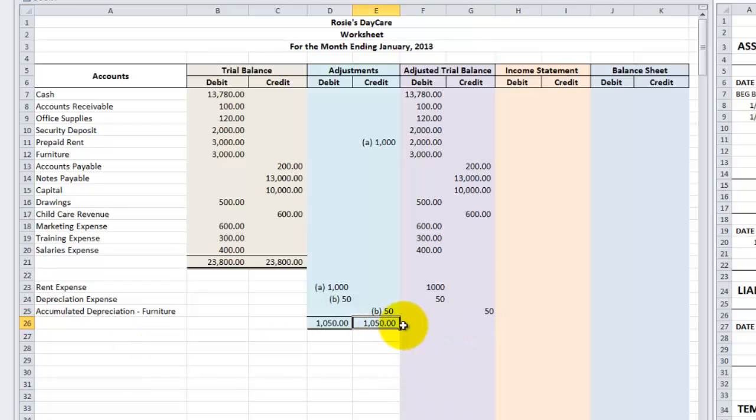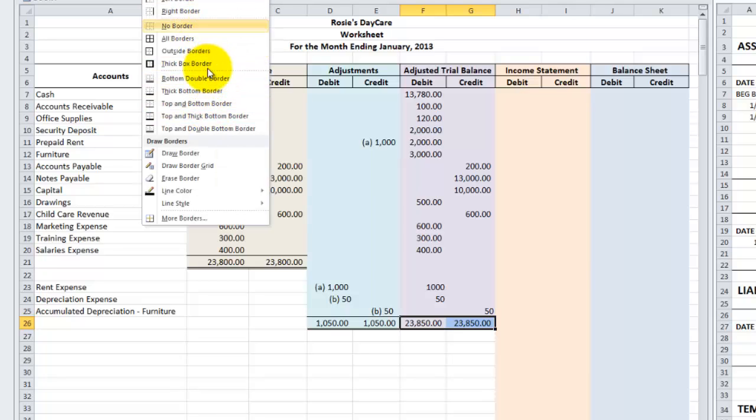And this is the moment of truth. I'm going to sum it up, and we're going to add all this here. It's 23,850, and we're going to add everything here, and it's 23,852. So that means that we have a trial balance that is actually adjusted and is also equal. So we are in good shape.